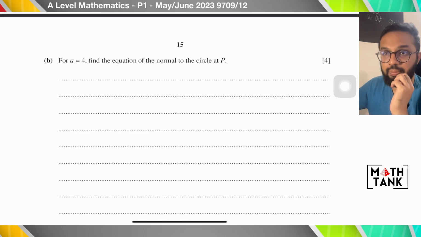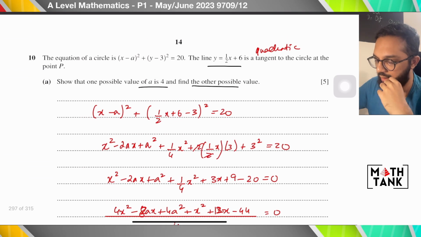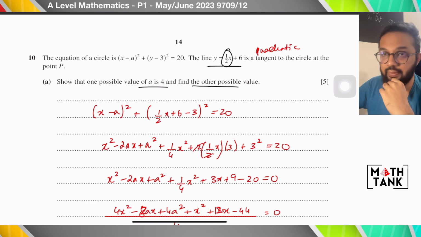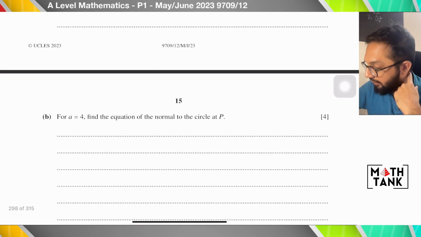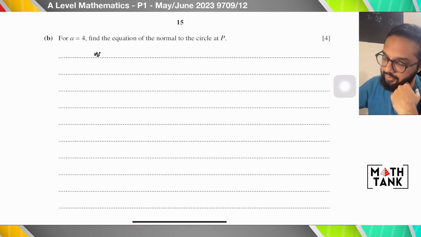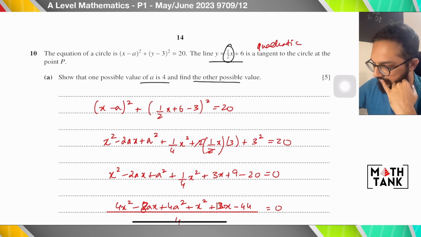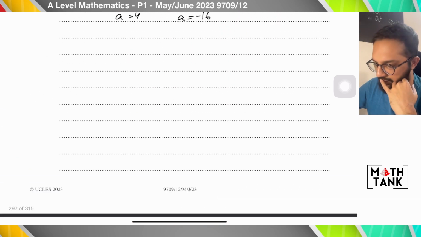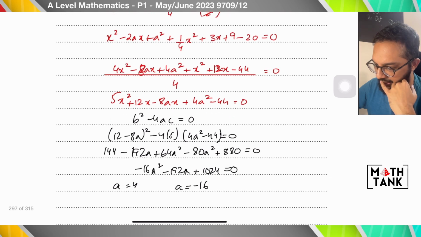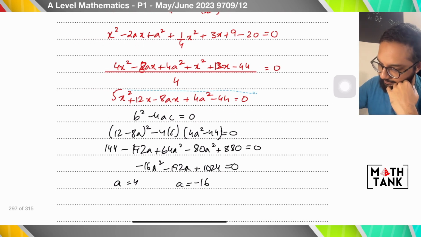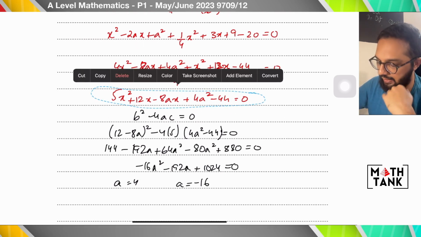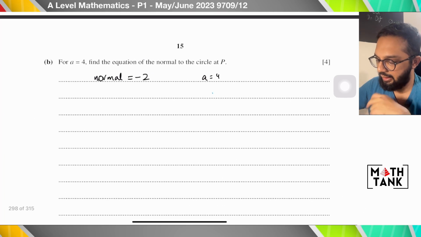Okay, for a equals 4, find the equation of the normal to the circle at P. Okay, so I know the tangent to the circle has a gradient of half. So you do this in differentiation: the normal should have a gradient of minus 2. If the value of a is 4, do I know the value of x and y? No, I don't. That is what I have to do in this question. I have to first solve them simultaneously again. I can pick up this equation and plug in the value of a, because this is what I solved simultaneously.